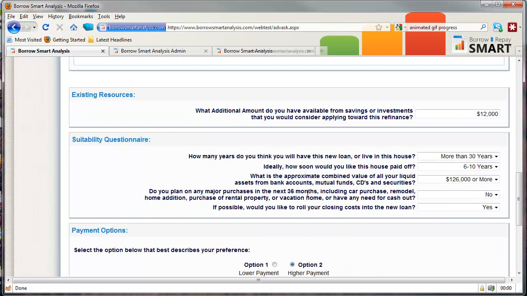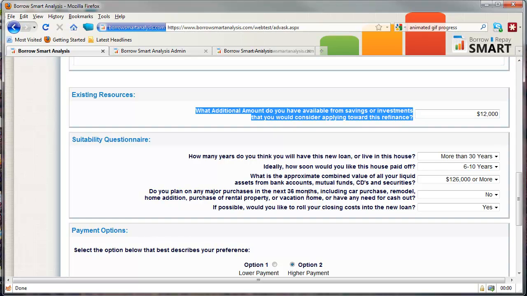Now, a very important question that he likes to ask is this one here. What additional amount do you have available from savings or investments that you'd consider applying towards this refinance? He's looking at any discretionary money or extra money that's lying around that they might earmark.